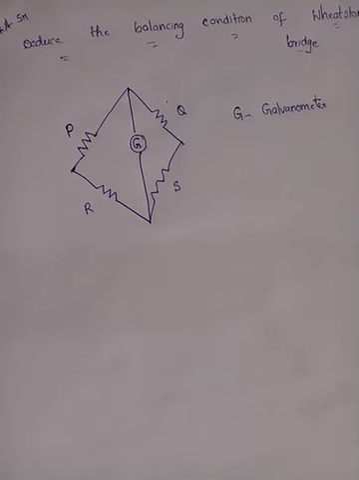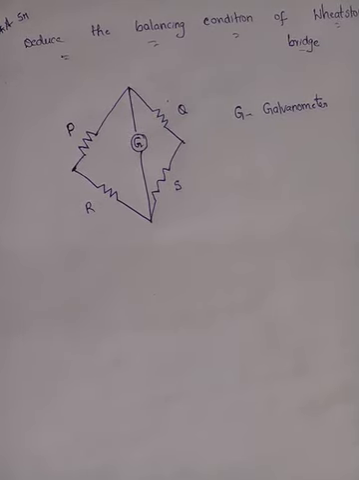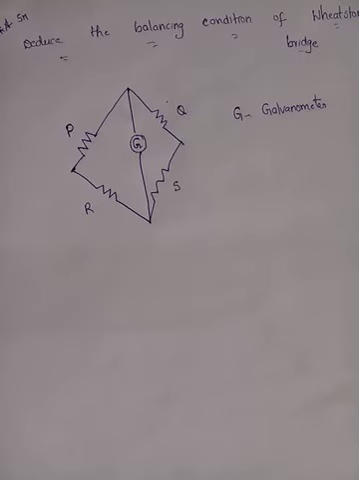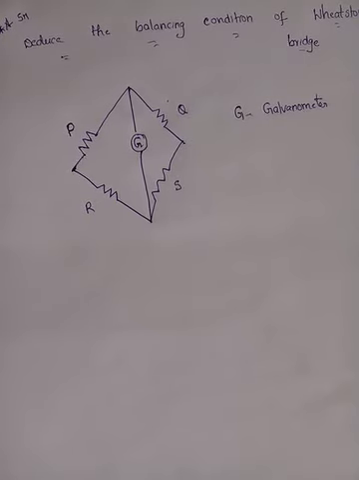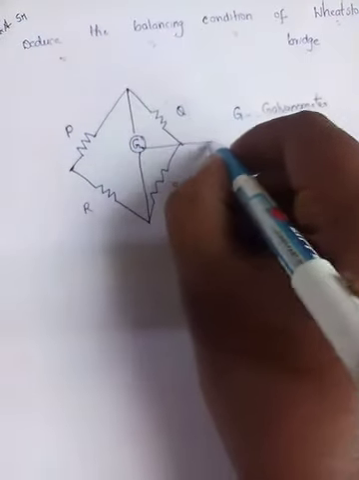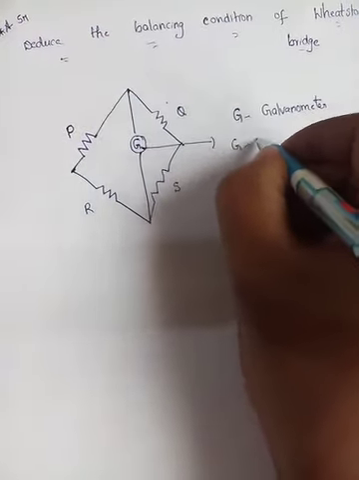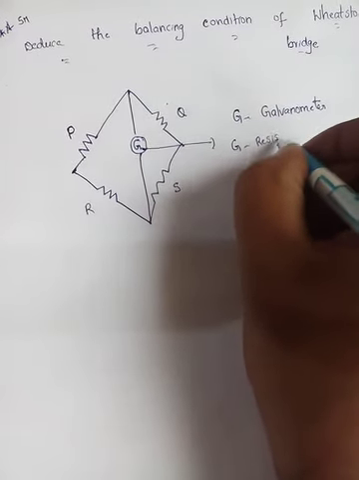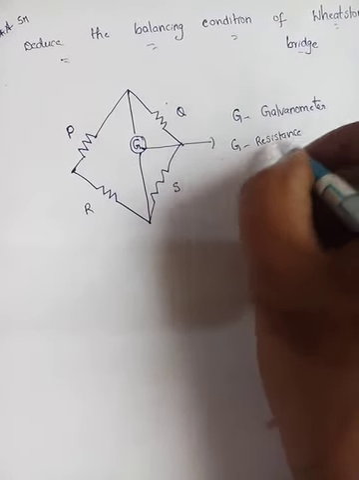We have 2 devices, for example, ammeter. Ammeter is a device used to measure the current, but it does not find the direction of current. But galvanometer is a device used to detect the current as well as the direction of current. That is the function of galvanometer. It also has a resistance G. Let G be the resistance of the galvanometer.